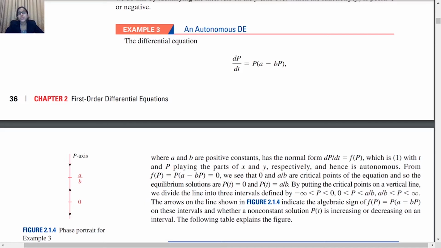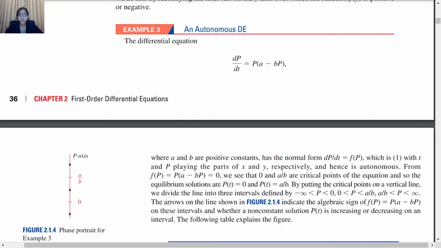Okay, so we'll have to find the critical points. Now how can we find the critical points? By just putting f of p equal to 0. Okay, so when I put p into (a minus b into p) equal to 0, what do I get? I get either p is 0, or from solving this I'll get p is equal to a by b. So these are the two values at which the function f of p becomes 0. So the critical points are 0 and a by b. So I hope you are clear.